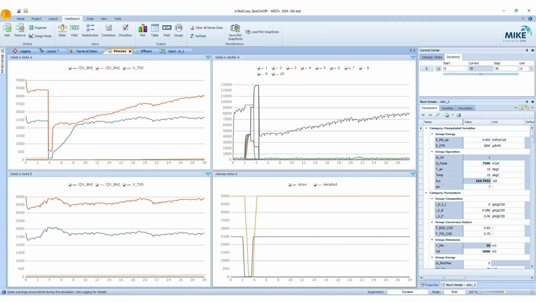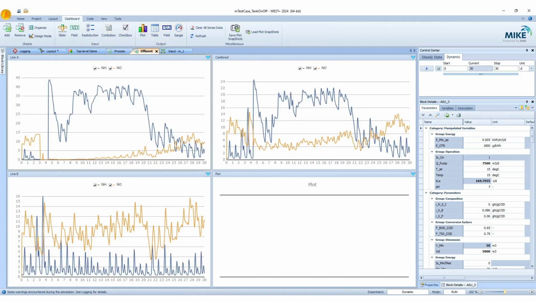In terms of process performance, operation in train A was good until, obviously, day 2, when maintenance begins. After day 3.5, when operation resumes, train A does not nitrify for quite some time. But eventually it goes back to the good performance it had before.